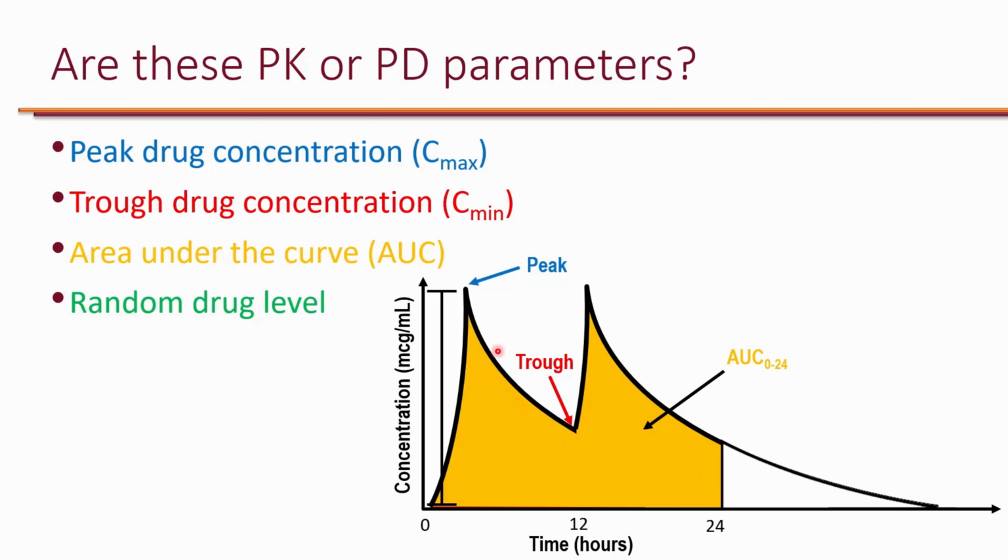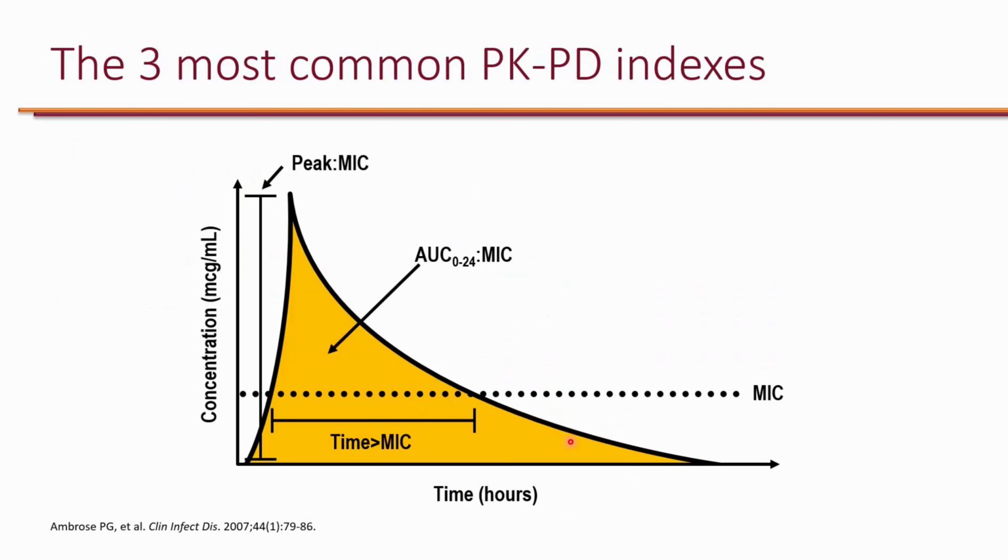And of course, you could get the level at any time between peak and trough, and that would be considered a random level. Now, when it comes to antibiotics, these things only tell you how the body is handling the drug. So whether it's AUC or the peak or the trough, it's basically telling you how much drug is left in the body at a specific time. It doesn't necessarily tell you anything about the pharmacodynamics of the drug, because it doesn't really tell you anything about the organism, and we need to know something about the organism. And what we need to know about the organism is the MIC, or the minimum inhibitory concentration.